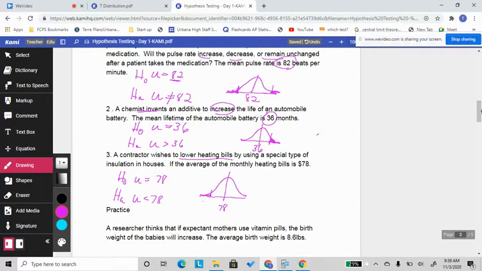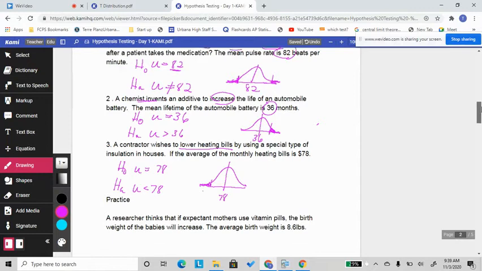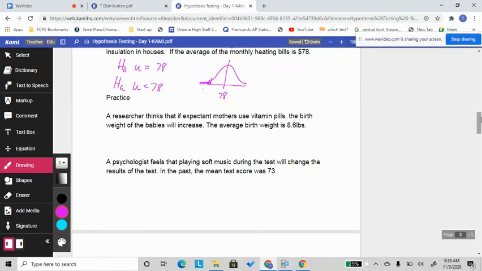This is 78 right here at the H0, at the mean. This is our null and alternative once again, and it's a less than test, so we shade left. Just pick an area on that tail. It's called a less than or a left tail test. Okay, so take a minute, pause the video, and practice these two. And then unpause the video and check to see if your answers are right.